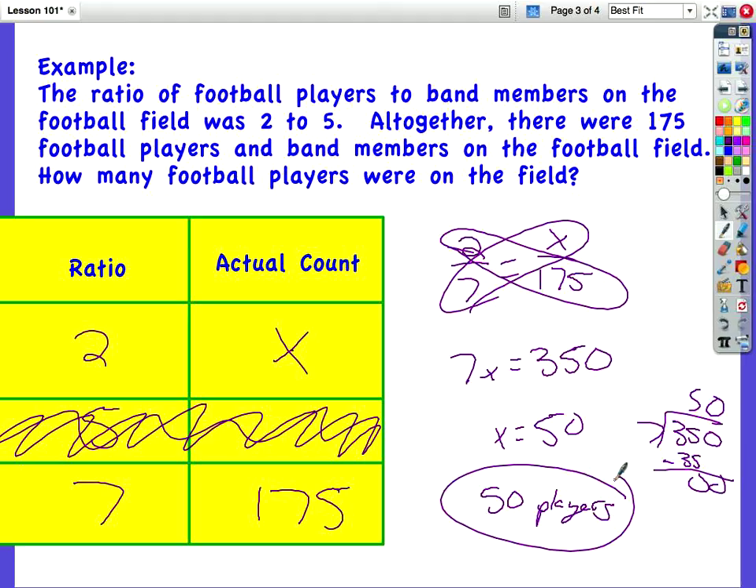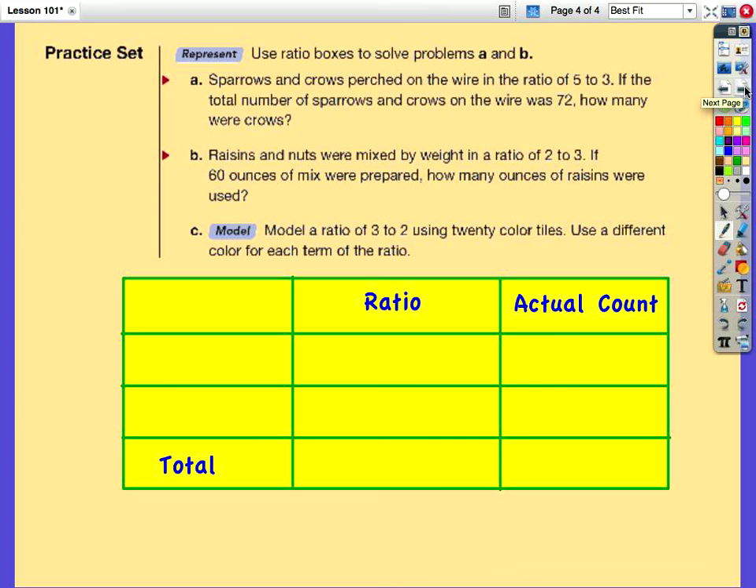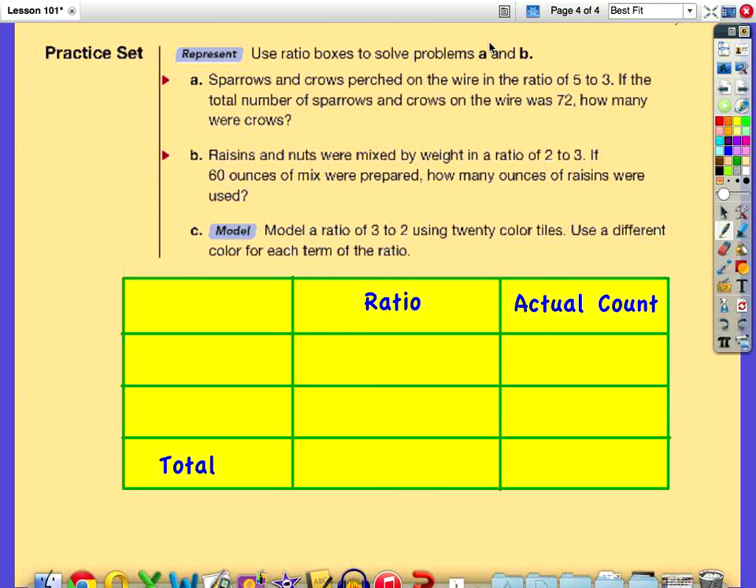So once again, we set up our proportion, cross multiply, divide, and find our answer. So go ahead and do the practice set. If you need to, draw ratio boxes to help you. I wrote one, you can fill in the blanks. If you have any questions, bring them to class.